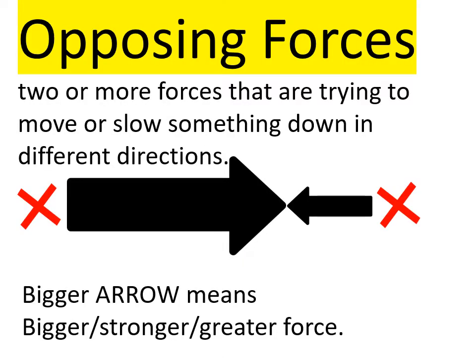In class, we talked about opposing forces. Opposing forces are two or more forces that are trying to move or slow down in different directions. So in the diagram, we see two push forces. The bigger arrow means a bigger, stronger, greater force.